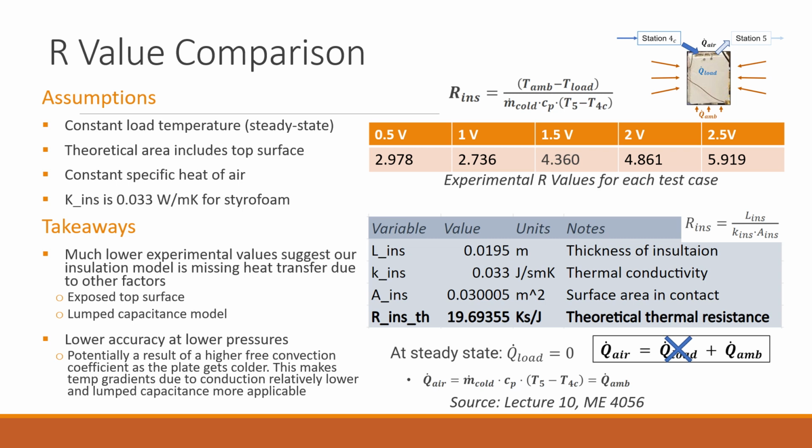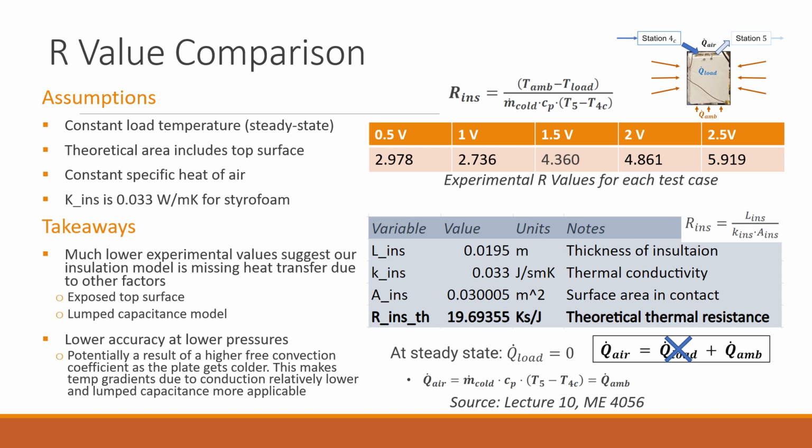Experimentally, we found that these values were a lot lower, and this is because we use the assumptions of steady state temperature and constant specific heat of air, but most importantly, we're assuming lumped capacitance here. And if you look at the little picture in the top, there's no styrofoam on the top. So this means that the temperature is a lot hotter on the top than the average temperature of the block. That results in a lot lower insulation values because our T load is a lot higher, making that difference lower.